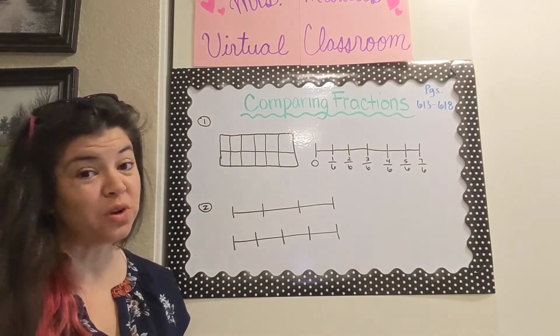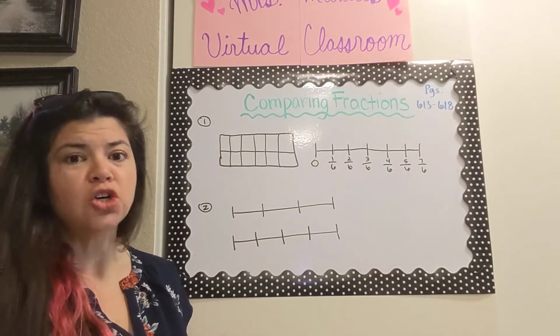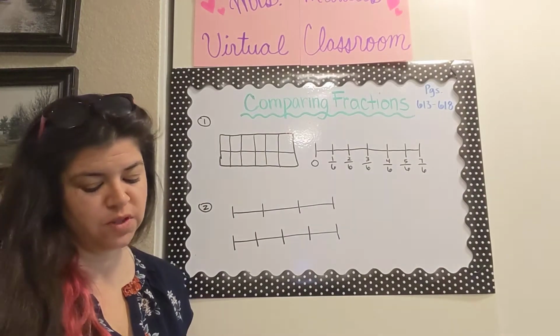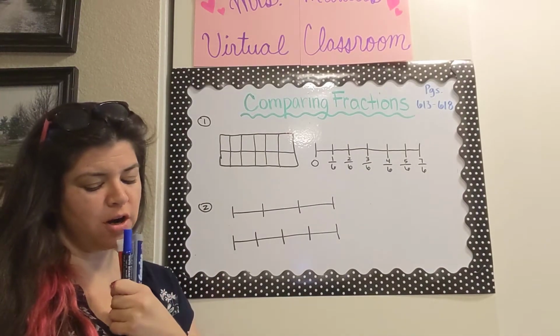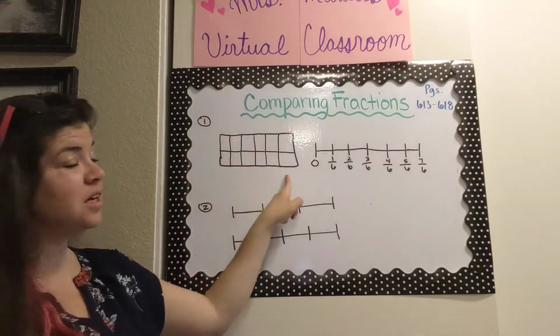Example 1. Read along with me. AJ has 3/6 of his homework done. Yuki finished 4/6 of hers. Who's finished a greater part of their homework? The first way to do it is by using tiles.